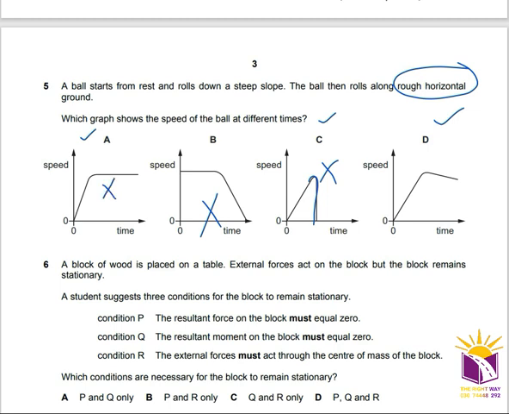So what is our option? D, in which the ball moves down from rest on the steep slope, its speed increases, and after that, due to the rough horizontal surface, its speed starts decreasing. But here we are not given that it comes to rest, so we are using D as our answer.